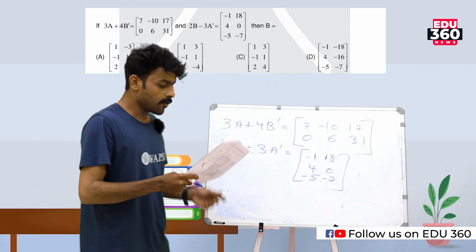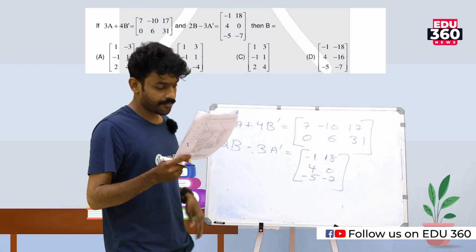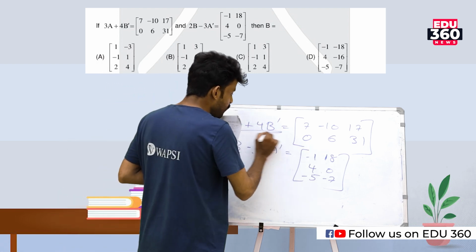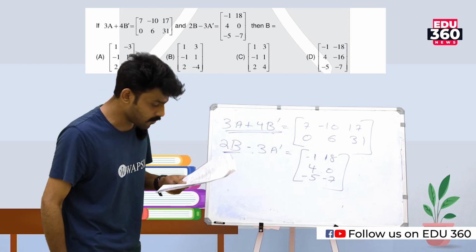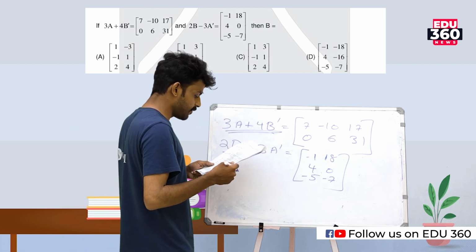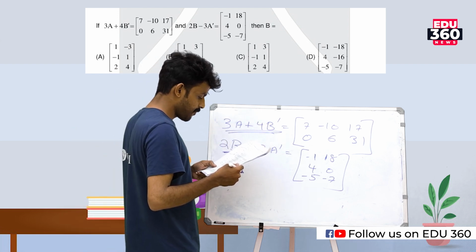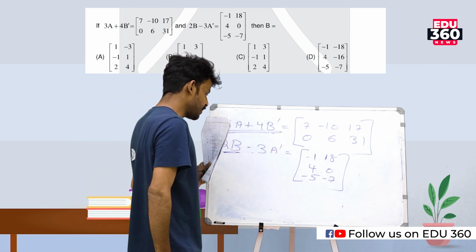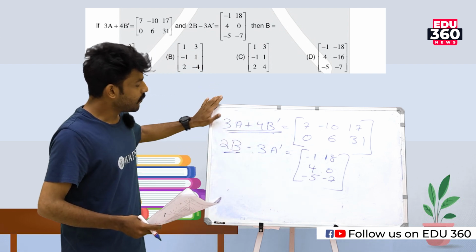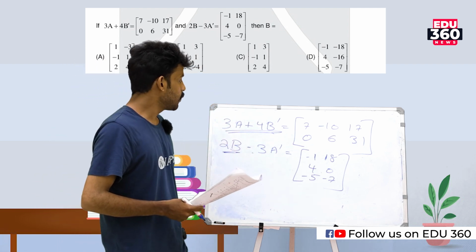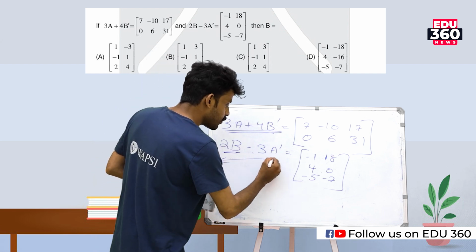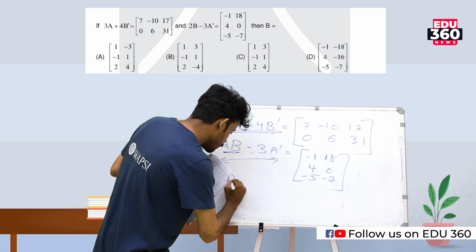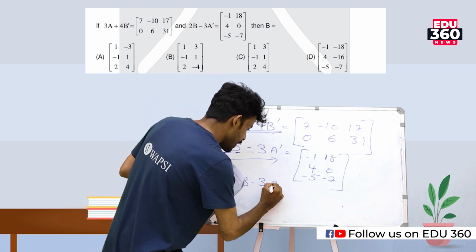So in the given question, we need to find B. First of all, I am considering 3A plus 4B dash. So we need to find the B matrix here. It's better to consider the second one, 2B minus 3A dash.